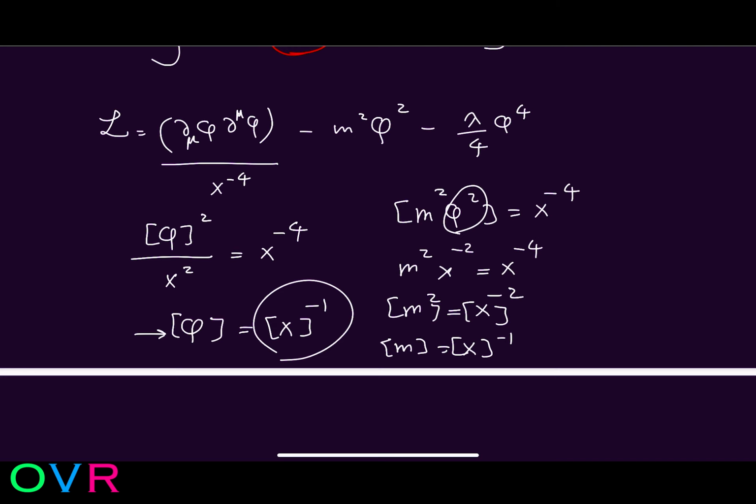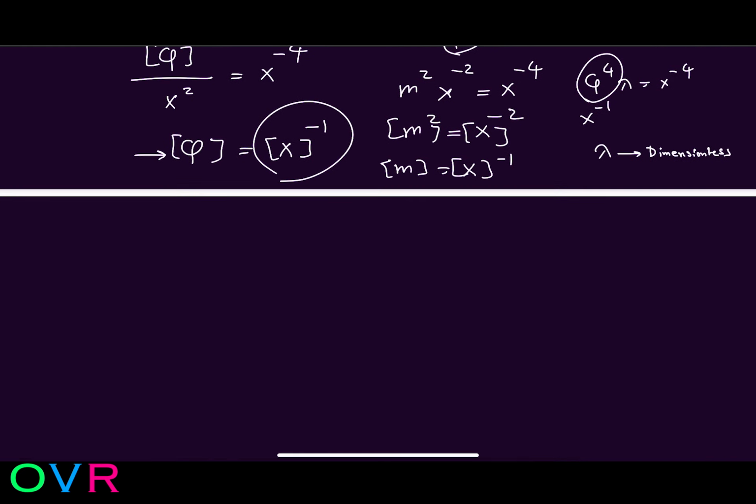Then it's easy to see that the dimension of lambda, in this case, should be 1, or dimensionless, because you want lambda phi 4 to be x to the minus 4, and phi is already x to the minus 1. So lambda is dimensionless. Okay, good. But let's see in general, when we have an n-dimensional spacetime, what should we do?